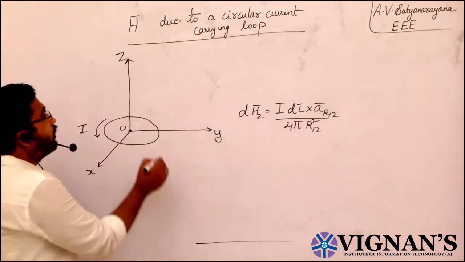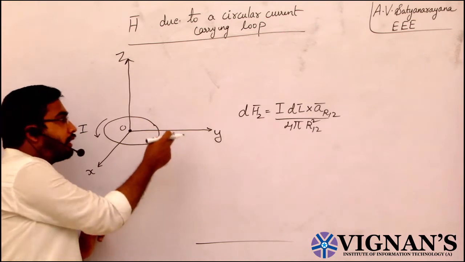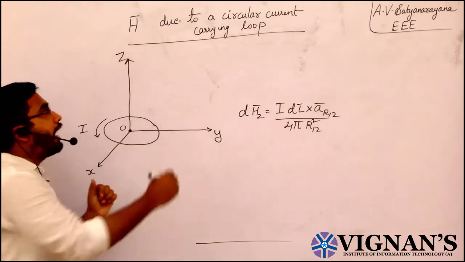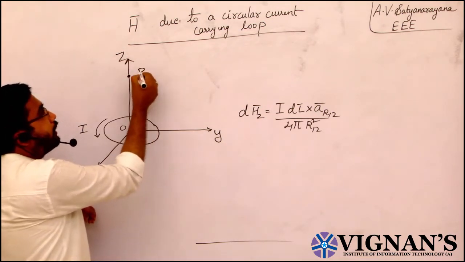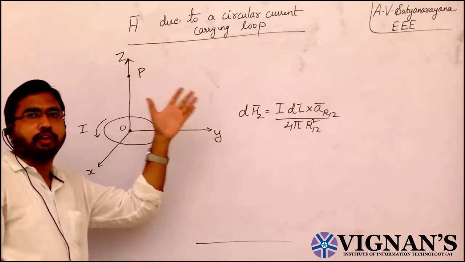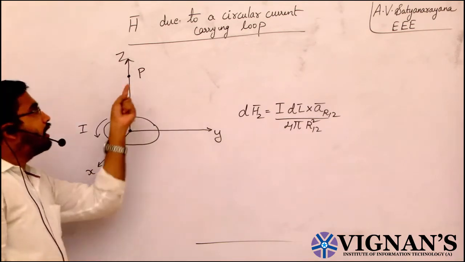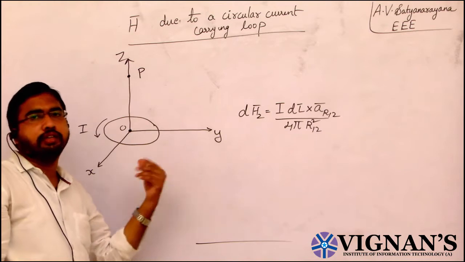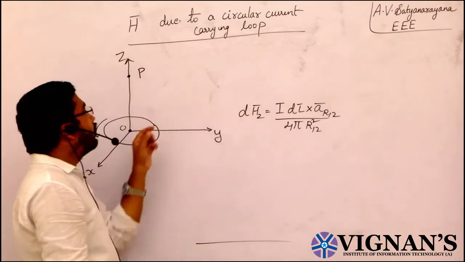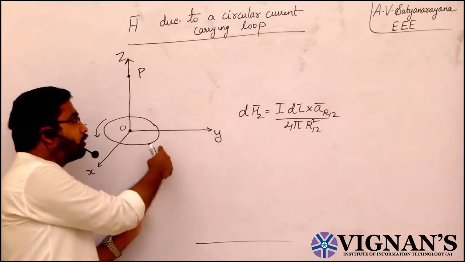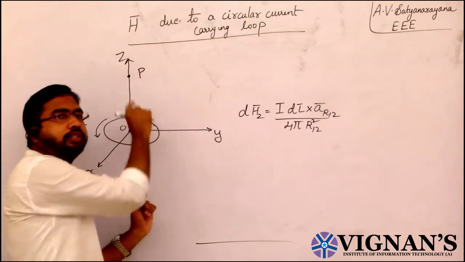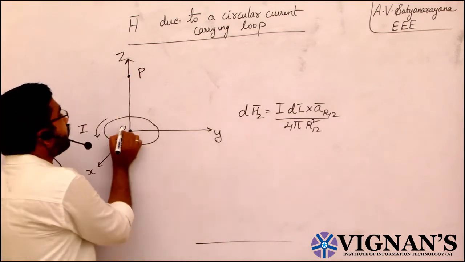Now due to this current carrying circular loop I want to find the magnetic field intensity H bar at some point P. Let that point P be on the z axis. You can consider this point on any axis or anywhere in space, but for simplicity we are considering this point on some axis so that it is easy to derive. Now I am considering the point P on the z axis, and I want to calculate the magnetic field intensity at this point P, which is on the z axis.